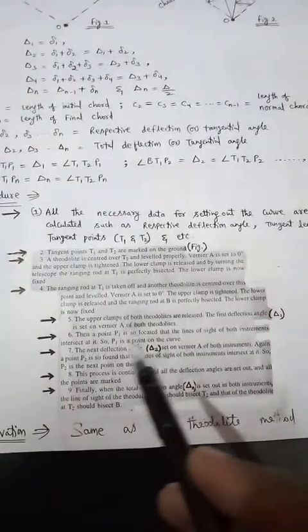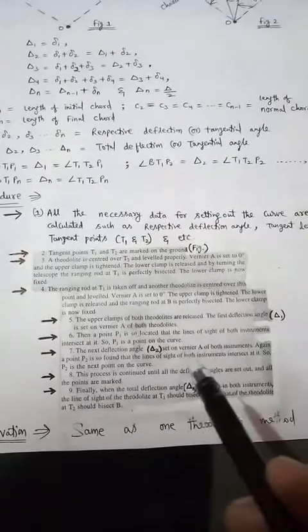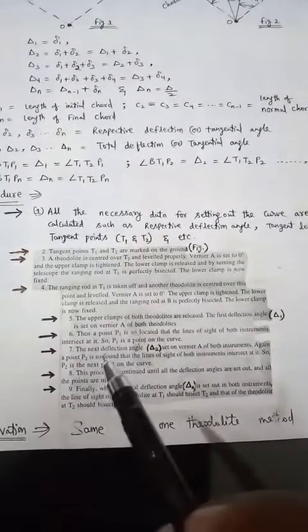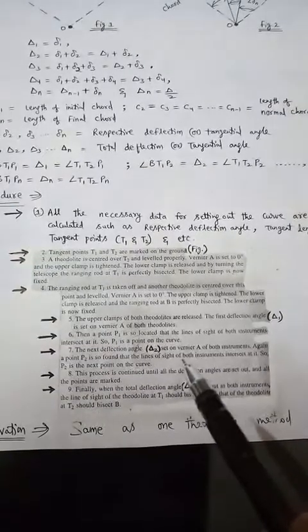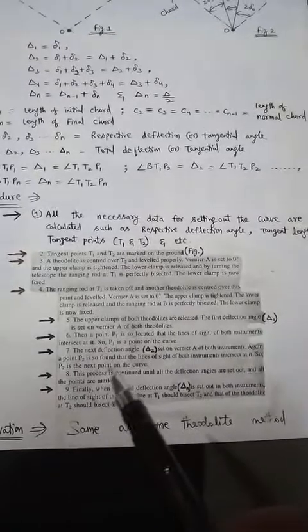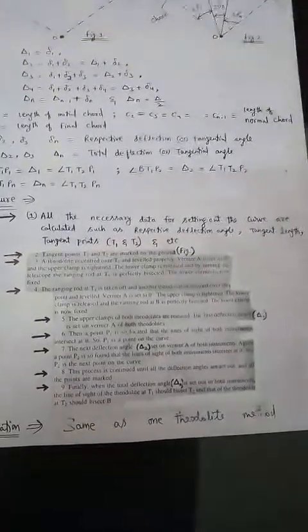Next, the deflection angle delta 2 is set on vernier A of both instruments. Again the point P2 is found out, where the lines of sight of both instruments intersect at it. So P2 is the next point of the curve.